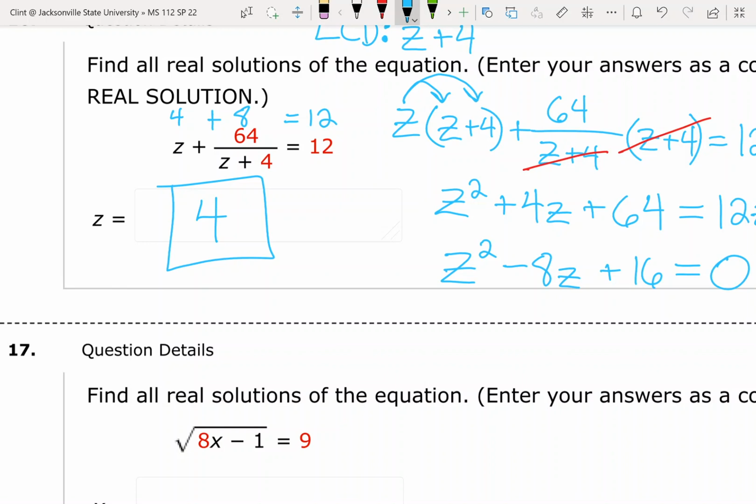Questions on that one? I'm not going to give you one where it's hard to find the LCD. So you just need to know what to do with it.